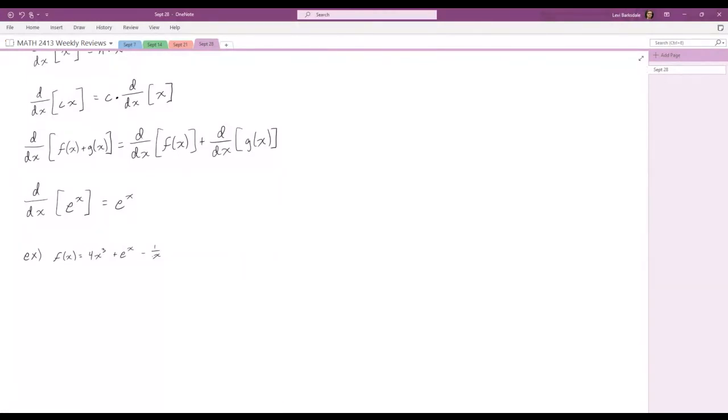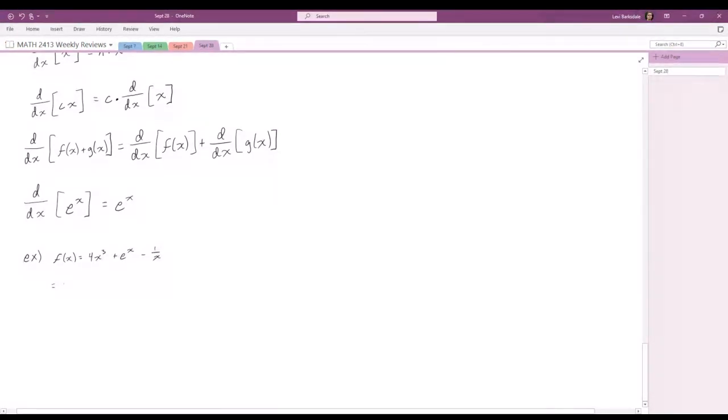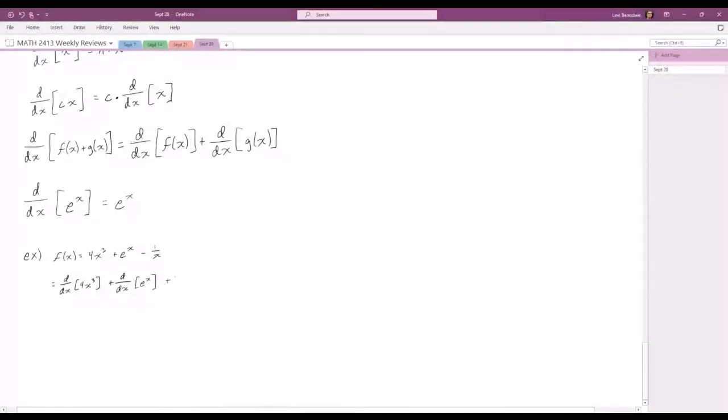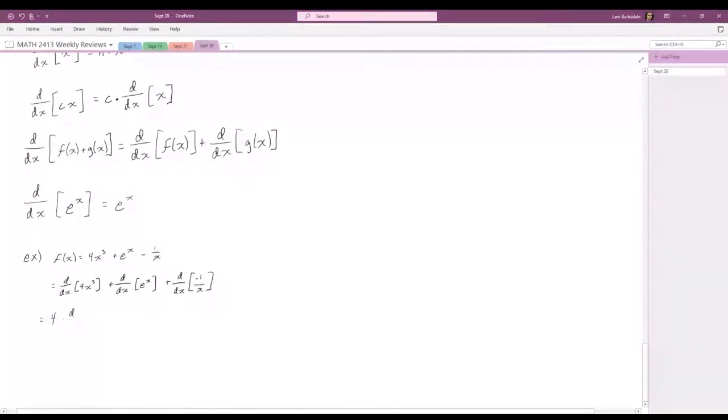Well, first off, I can break it apart using my addition rule. So I can say that the derivative of all of this is going to be the derivative of 4x cubed plus the derivative of e to the x plus the derivative of minus 1 over x. Well, for this first one, I can use my multiplication by a constant rule to pull my 4 out.